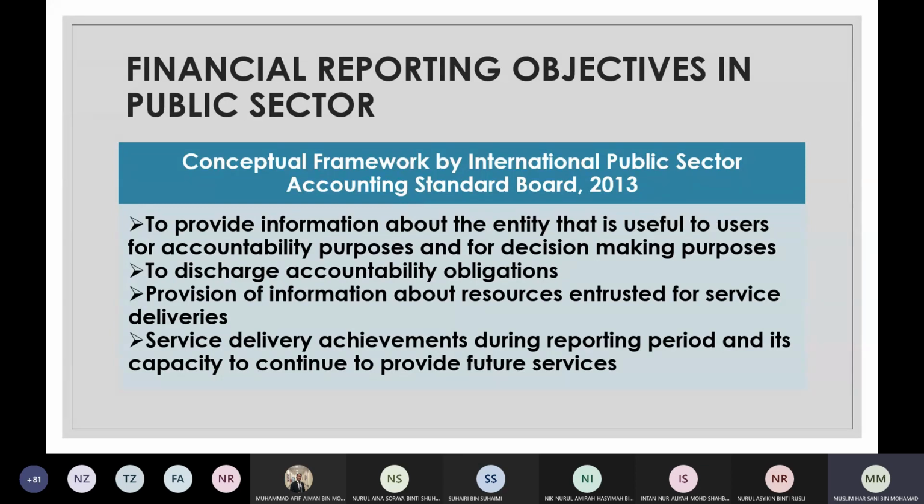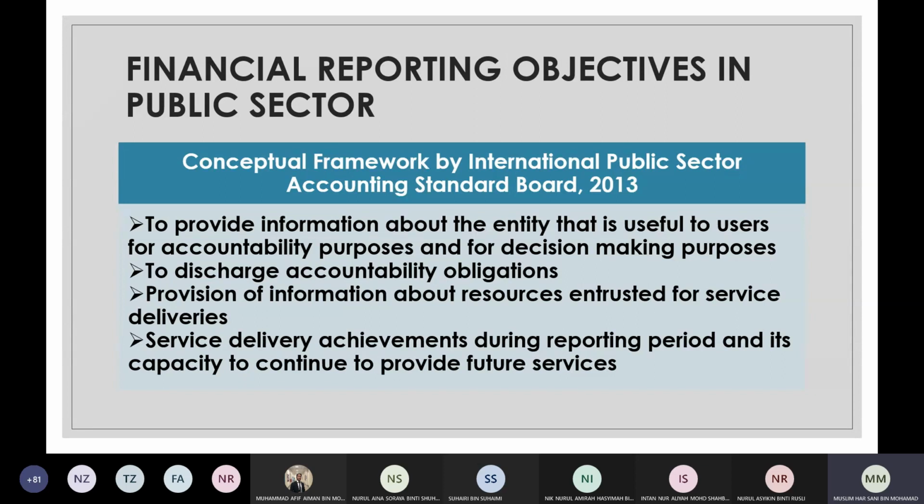I think that's very similar to when we talk about entities in the private sector. One of the main principles is going concern. The financial information provides insights that the organization can still continue to operate, at least within the next year. That is the going concern issue.